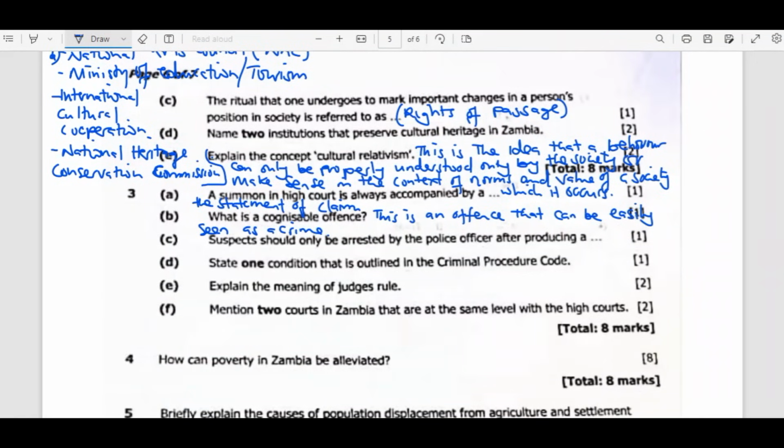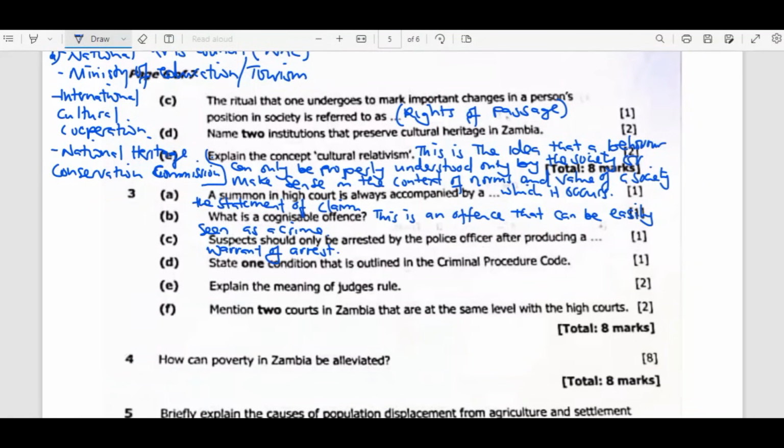suspects should only be arrested by the police officer after producing. So a suspect, more especially those that are suspected for corruption, then a warrant of arrest must be produced. Warrant of arrest must be produced.